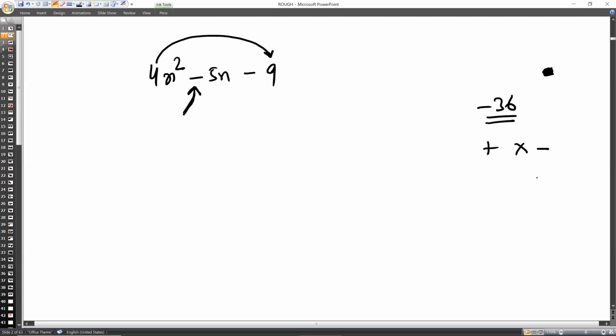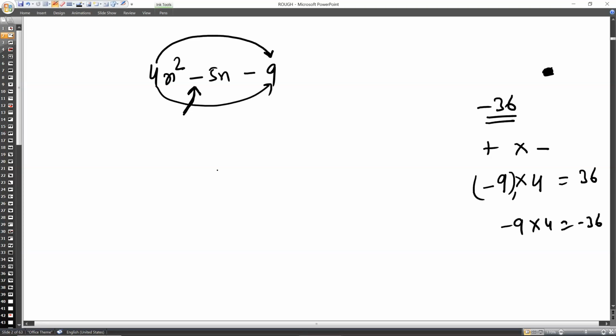So for 36, one number is 9, another number is 4. When you multiply these two, you get 36, but you have to choose one number as negative and the other as positive. So choose the bigger one as negative. Minus 9 into 4 gives minus 36, and the product is minus 36 here.